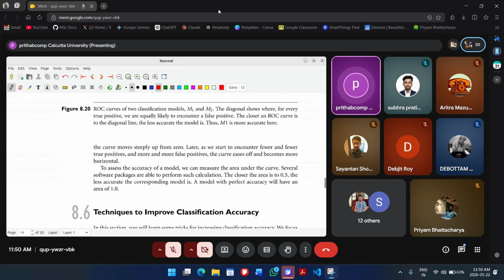So with this, now we move on to this last topic on logistic regression.